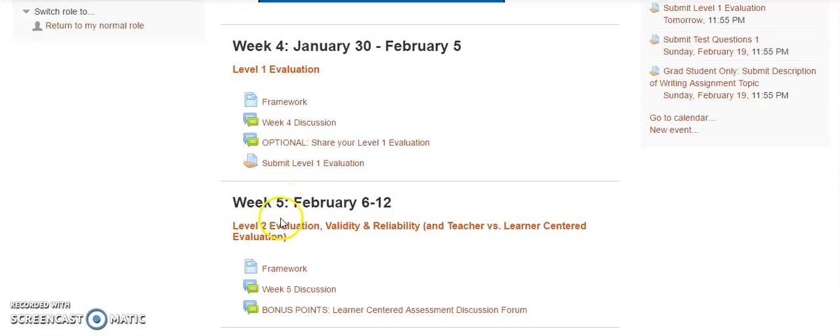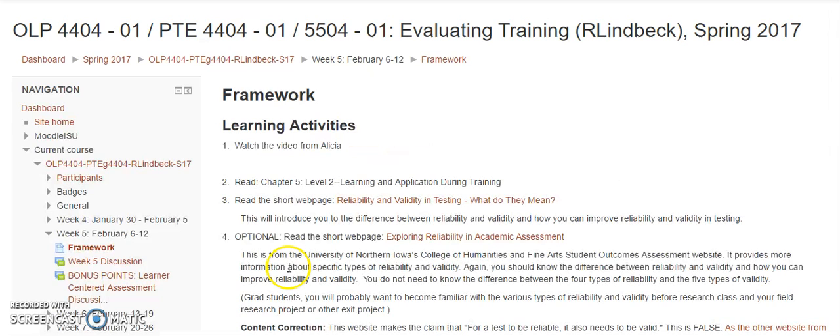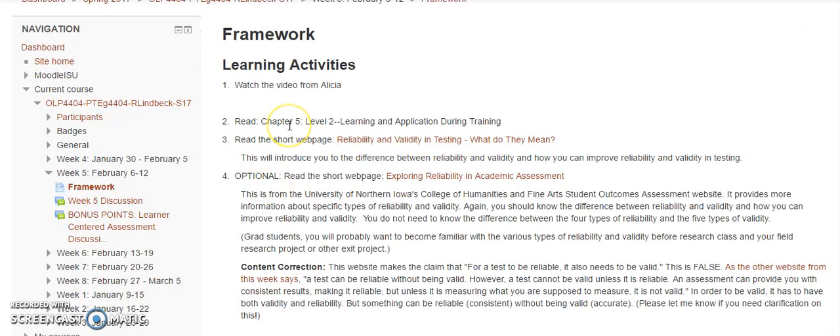Then looking at week 5, we're going to be talking about level 2 evaluations and validity and reliability. And then you have an optional opportunity to look at teacher versus learner-centered evaluations. So if we look at the framework, we'll see that you need to read chapter 5, which is talking about level 2 evaluations. And this is focusing on the learning and application of the learning that occurs during the training or during the learning experience.